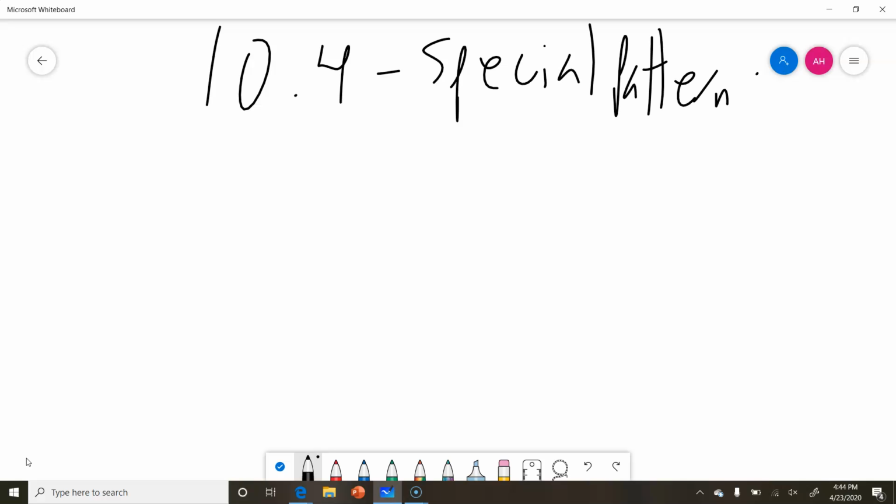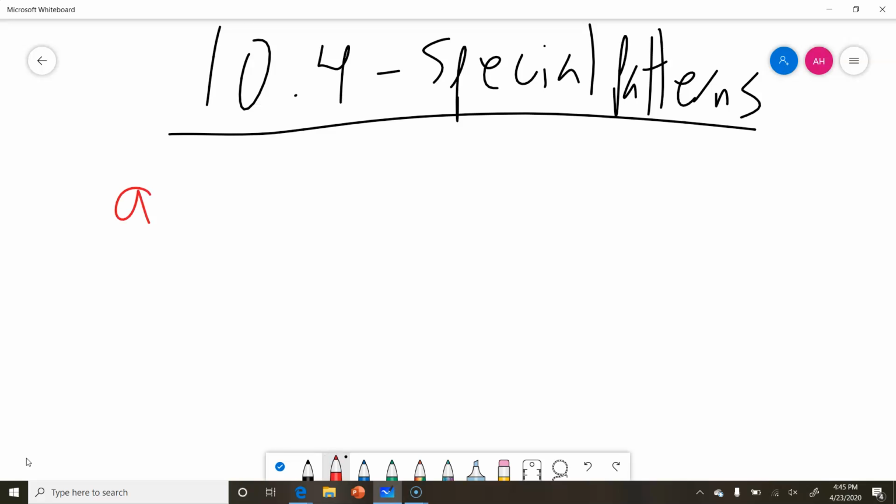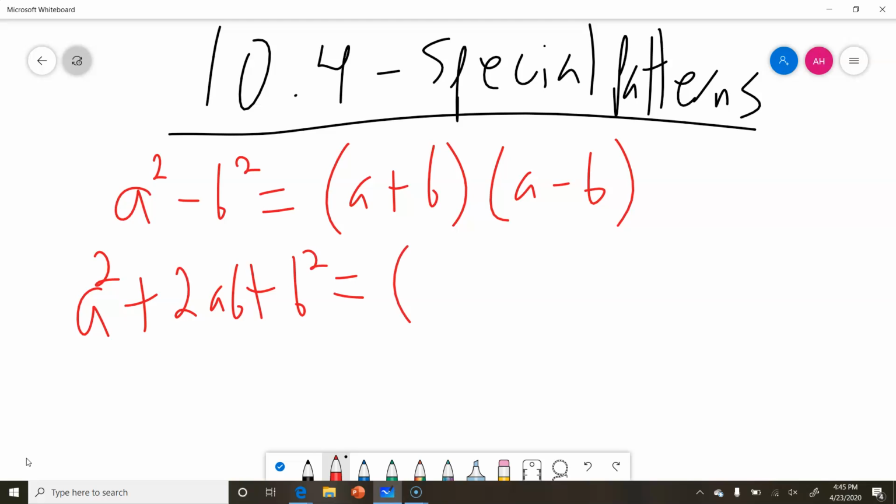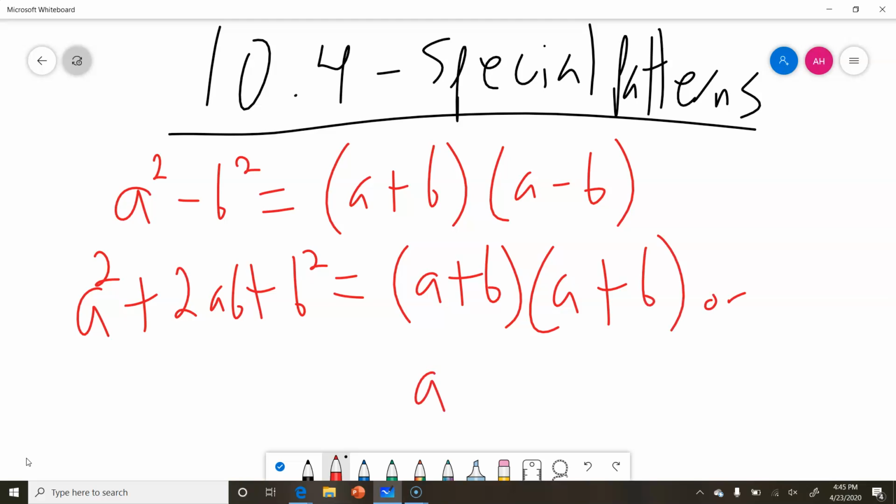Last time, in part one of this, we talked about when we have a squared minus b squared and how that comes out to a plus b and a minus b. Now, today we're going to be talking about when we have a squared plus 2ab plus b squared, which this time equals a plus b, a plus b, or we could rewrite that as a plus b squared.